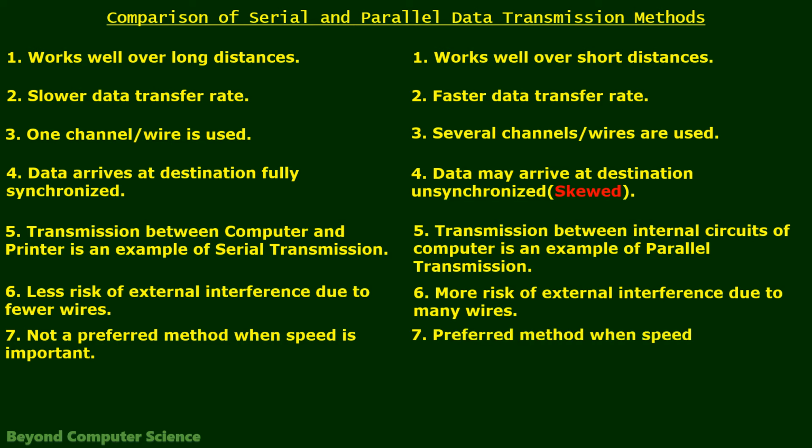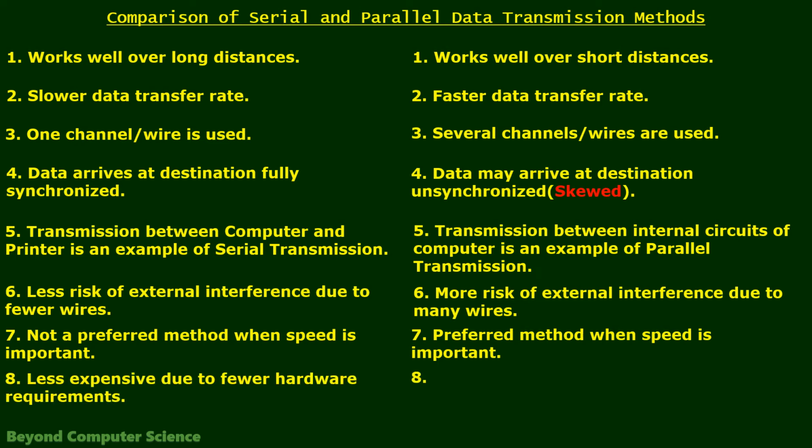Not a preferred method when speed is important. When you want to make a high speed transmission, obviously you will not use serial transmission because it is slow. But if you want reliable transmission, or a long distance transmission, you will use serial, because parallel would have many errors. Serial transmission is error free transmission. So parallel data transmission is preferred when speed is very important, when you want a faster data transmission.